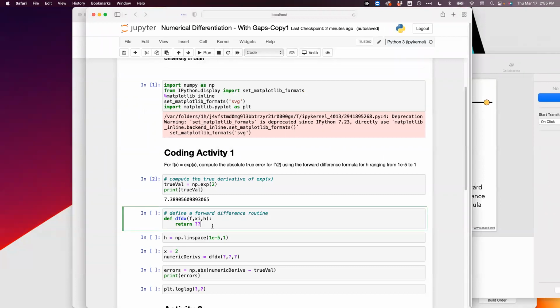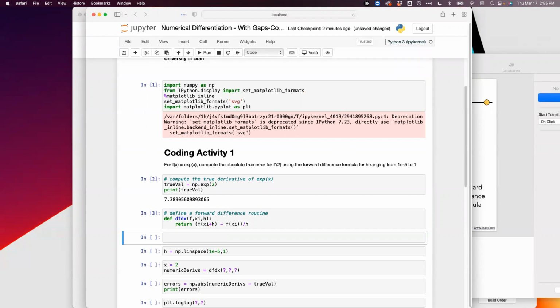So I know xi, I know h. I'm simply gonna do f at xi plus h minus f at xi over h. Okay. So that returns to me the derivative at point xi. So I can play around with this, okay?